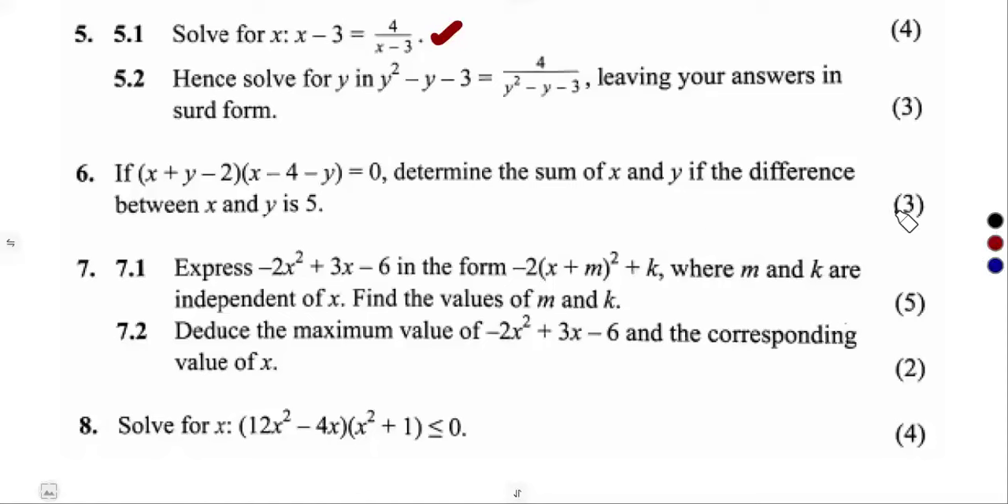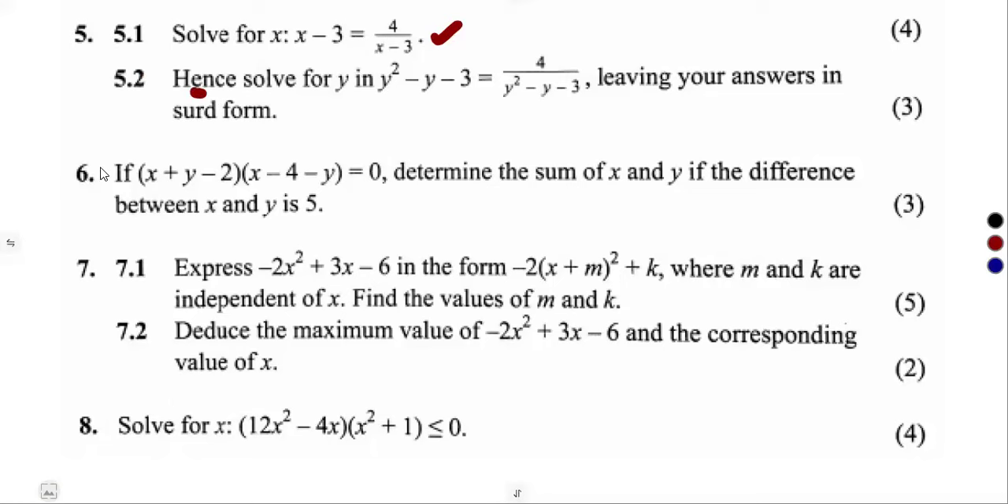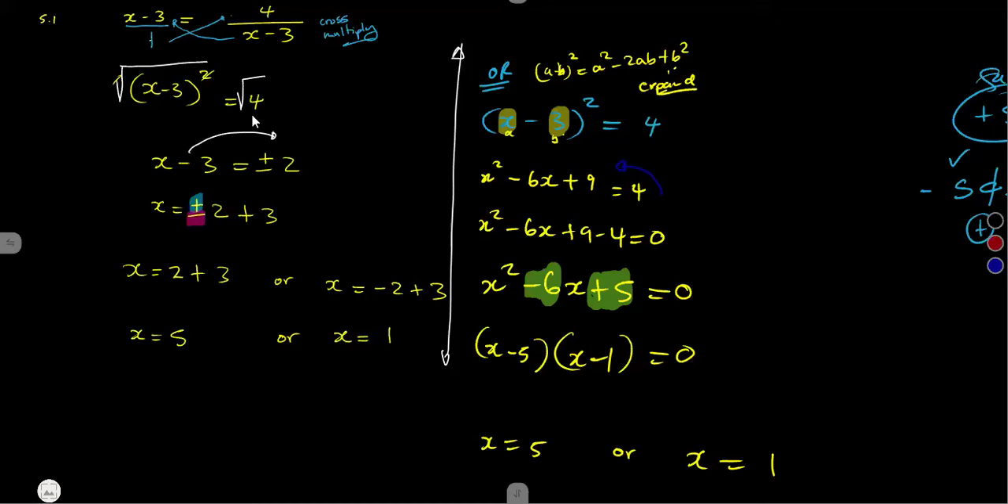5.2 is a continuation actually here. Once you see the word hence, continue from here. Solve for y. But do not just solve for y. In this equation, as we can see, guys, leave your answers in surd form. Your answer must be in surd form.